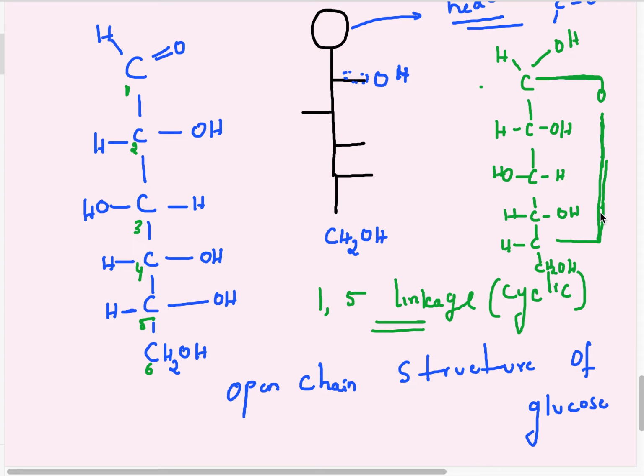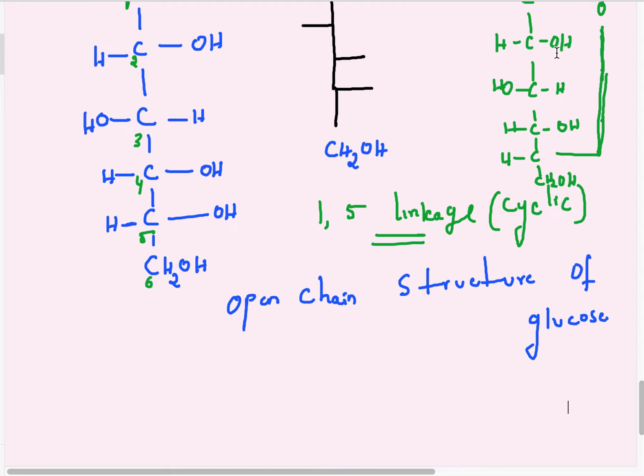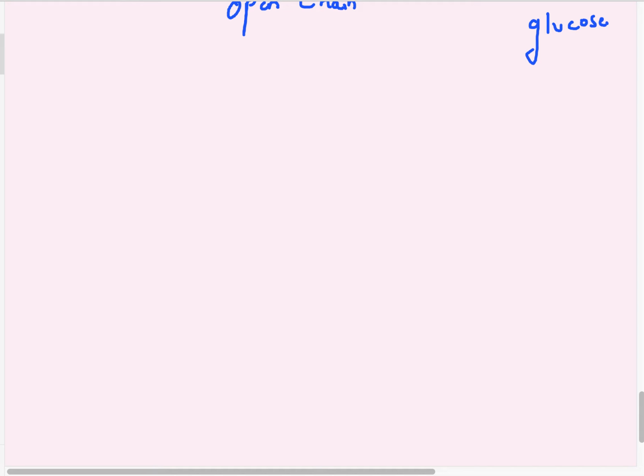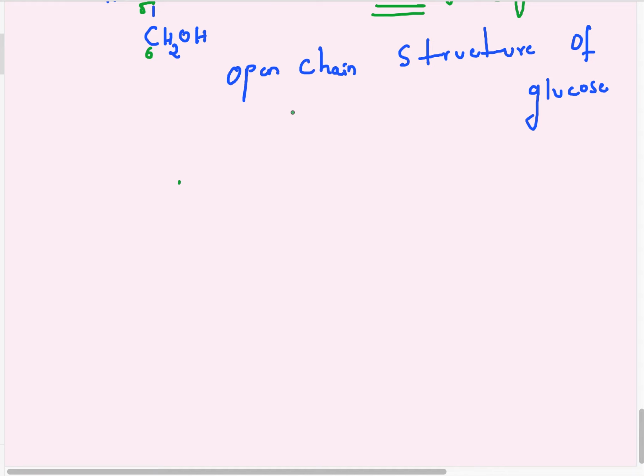How can you say it is the alpha form? If the OH group is on the right hand side, that is the alpha form. If the OH group is on the left hand side, that we call the beta form. Is it clear, students? Now 3 structures I am going to write here. In this video, I am explaining glucose. In the next video, I will explain fructose. Okay. Now we will draw the structure.